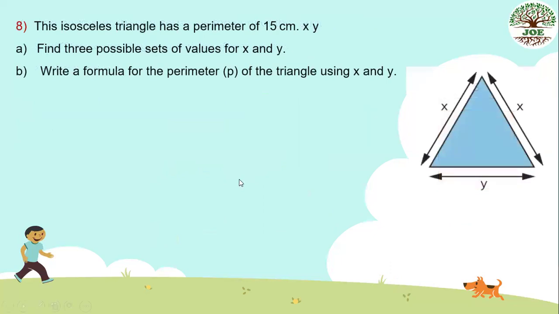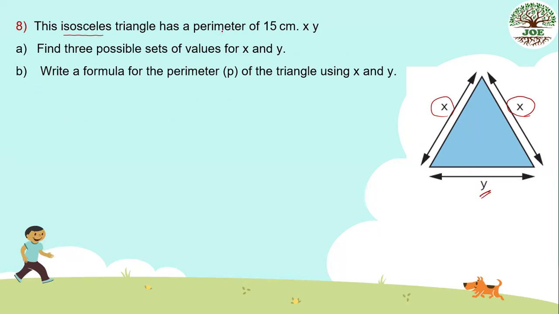Number 8. This isosceles triangle has a perimeter of 15 centimeters. Find 3 possible sets of values for x and y. Okay, what is isosceles? You must know what isosceles is. An isosceles triangle has 2 sides that are equal. Here, this side is x, and this side is also x. The third one is y.